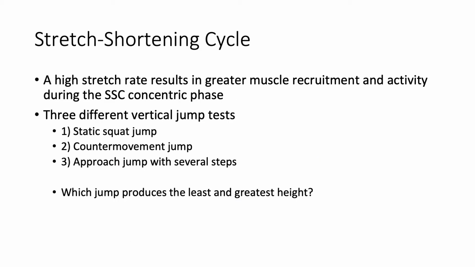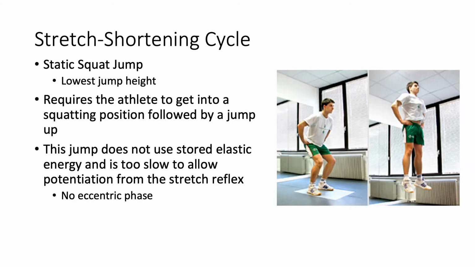The rate of muscular tendinous stretch is vital to plyometric exercise, as a high stretch rate results in greater muscle recruitment and activity during the stretch shortening cycle concentric phase. This is best illustrated by the three different vertical jump tests: the static squat jump, the counter movement jump, and the approach jump. So out of these three vertical jump tests, which jump produces the lowest value and the highest value? The static squat jump results in the lowest jump height. This requires the athlete to get in a squatting position followed by a jump up. This jump does not use stored elastic energy and is too slow to allow potentiation from the stretch reflex because there is essentially no eccentric phase.